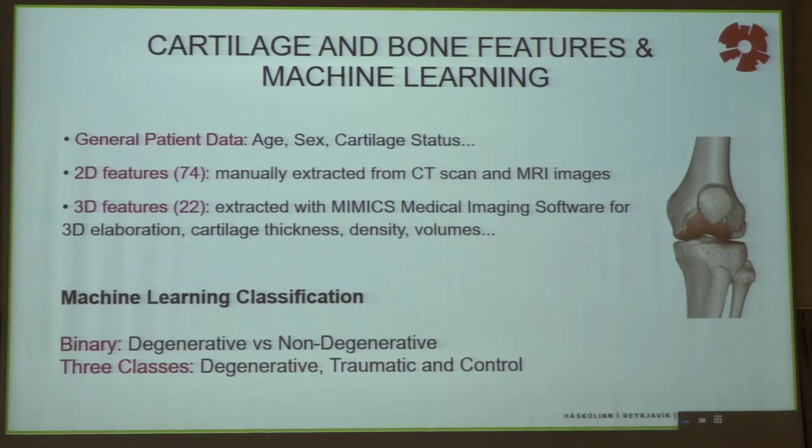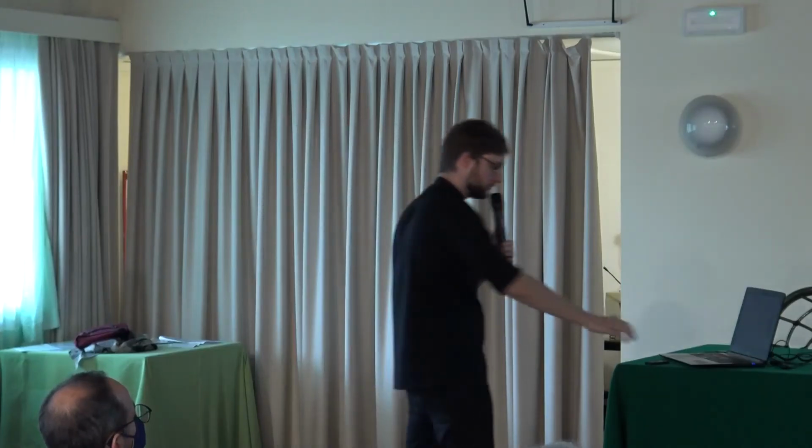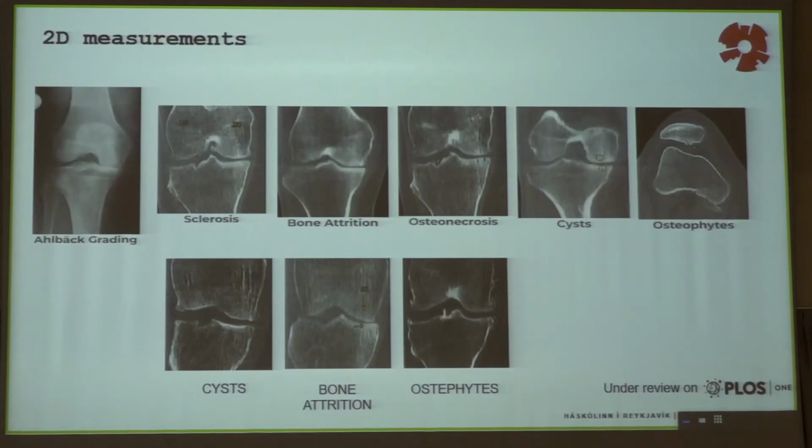With machine learning, we apply two kinds of classification. We try the 3-class classification on degenerative, traumatic, and control patients, but we also put together the traumatic and control, because, as we could see from the cartilage image itself, there is a very big difference between the degenerative and the traumatic. So we try the binary classification: degenerative versus not degenerative.